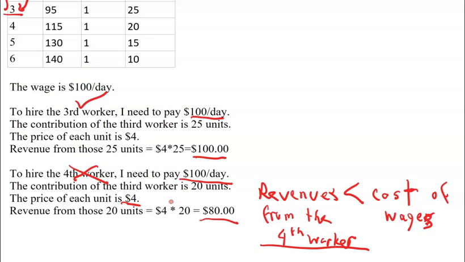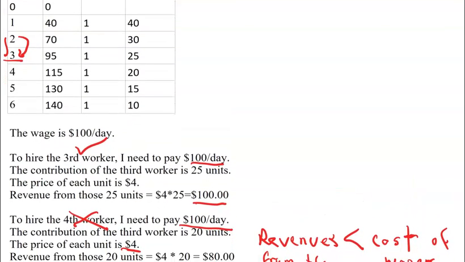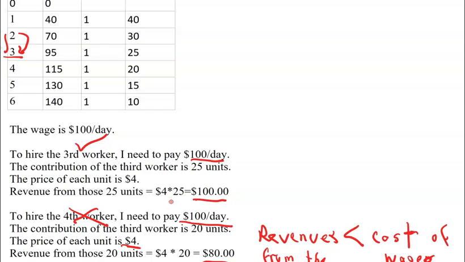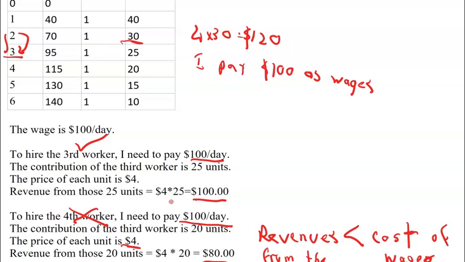The third worker, I should hire. What about the second worker? The second worker is producing 30 units. So if it's $4, 4 times 30 would be $120. I pay $100 to that worker as wages. So this makes sense. I should hire the second worker, and I should also hire the first worker. But I should not hire the fourth, fifth, or sixth worker because their contribution is less than the cost of hiring them.